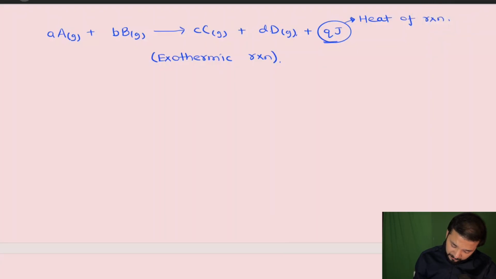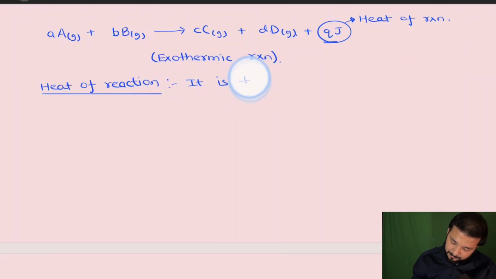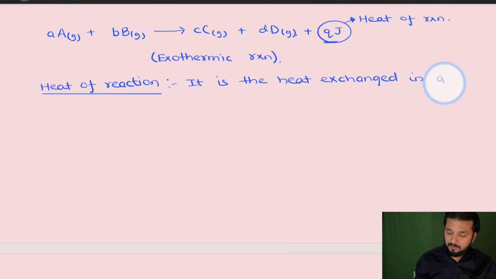So what is heat of reaction? Heat of reaction is the heat exchanged in a particular reaction. It is the heat exchanged in a reaction. This Q joule which I have written, that is known as what? Heat of reaction.